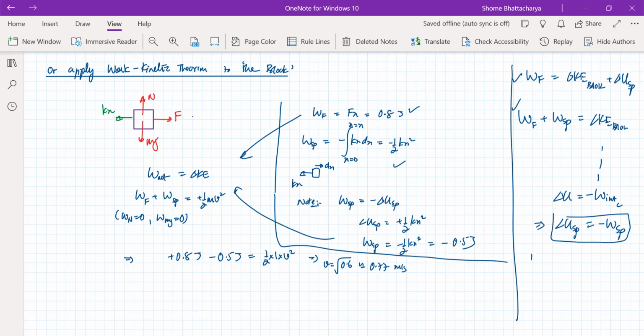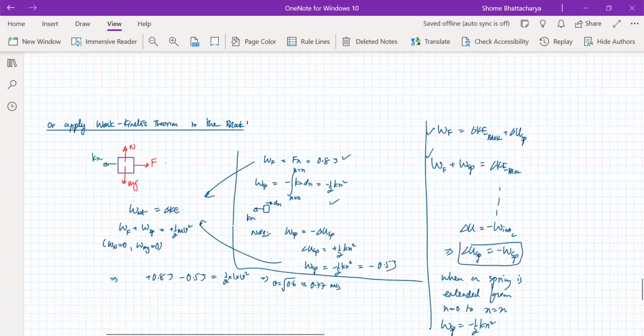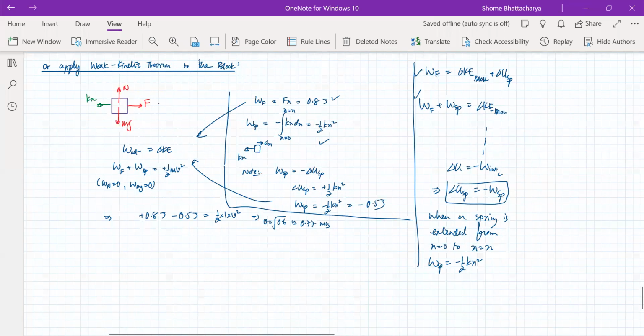So when a spring is extended from x equal to 0 to x equal to x, the work done by the spring is actually minus half kx square. And that is why the change in potential energy of the spring is negative of that, so it becomes plus half kx square. So now for any spring mass system that we have, we can apply this concept.